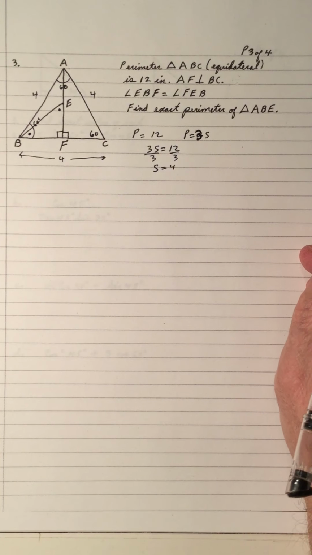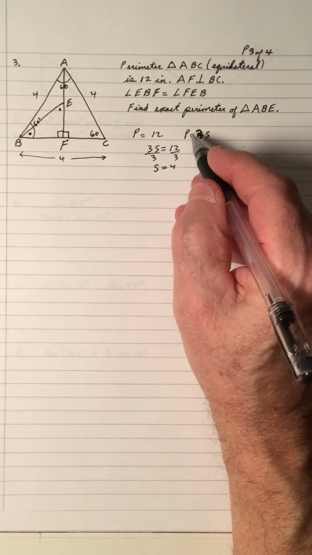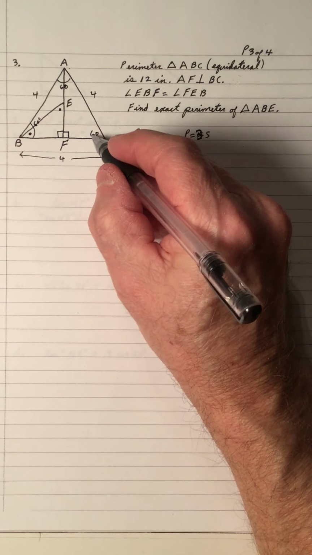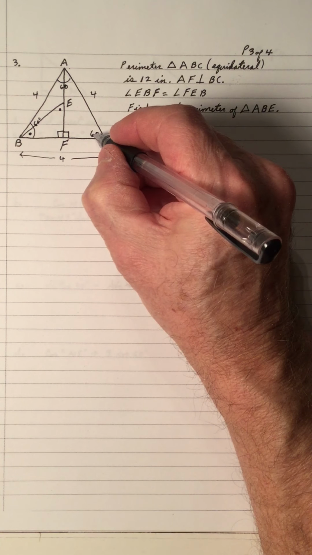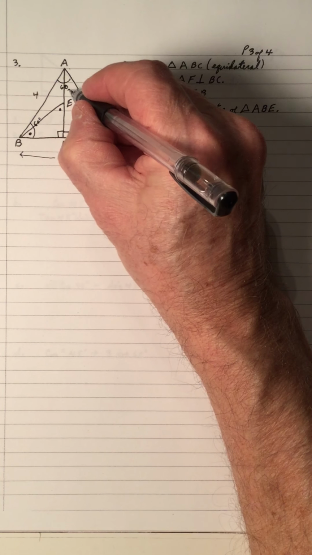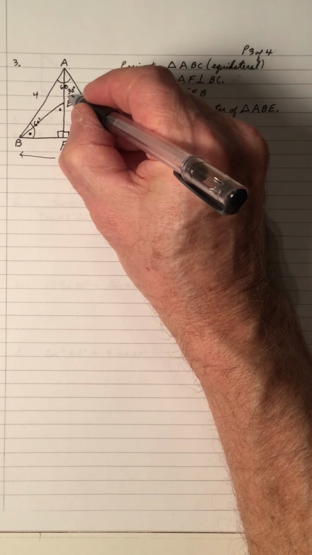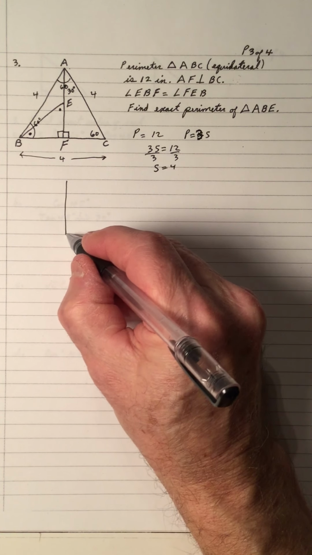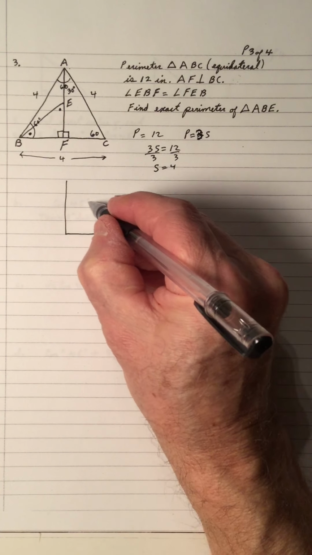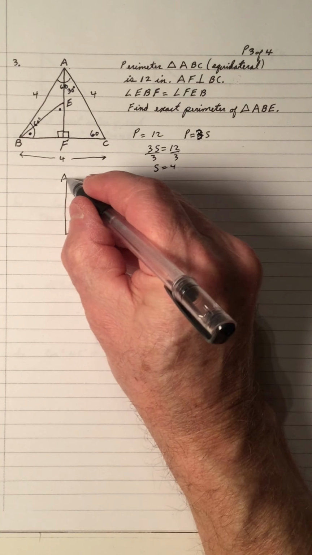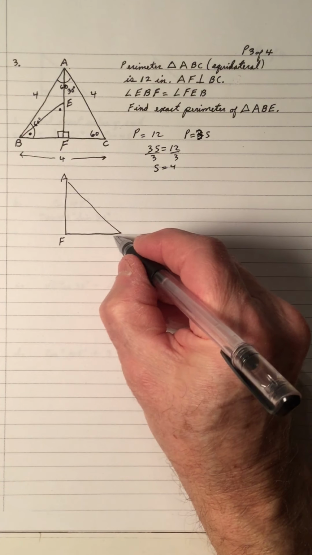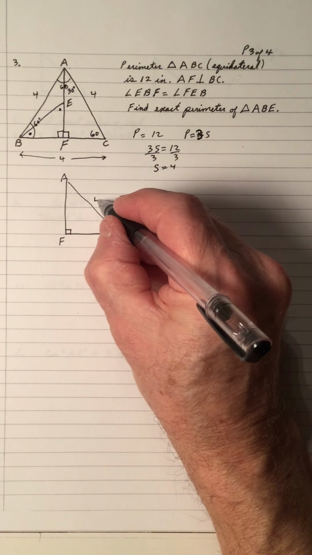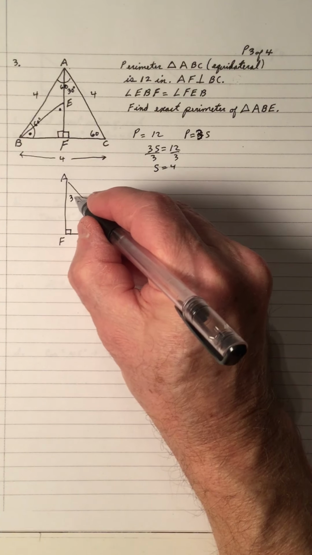So let's go to work. We have an equilateral triangle. That means the sides are 4. This is 60. So if this is 60 and that's 90, that means this angle right here is 30. Because we have that, now I'm going to take that out separate, like this, so you can see it, and we won't get confused. Right angle, 60, and this is 4, and this is 30.